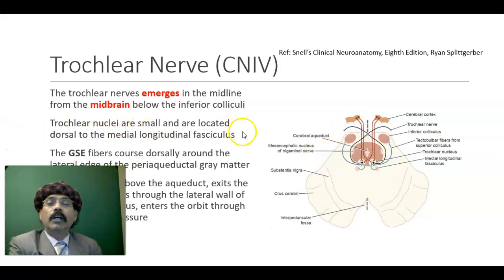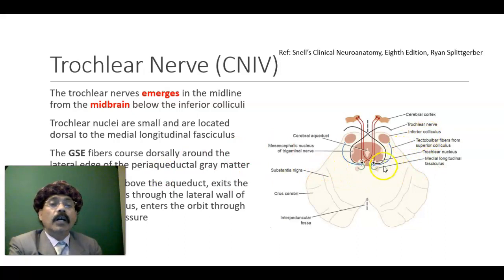Trochlear nerve nuclei are small and are located dorsal to the medial longitudinal fasciculus. This is the medial longitudinal fasciculus. This is the nucleus for the trochlear nerve, and it is small because from the trochlear nerve we get only one muscle innervation, the superior oblique muscle. The medial longitudinal fasciculus connects the third, fourth, and sixth cranial nerves.